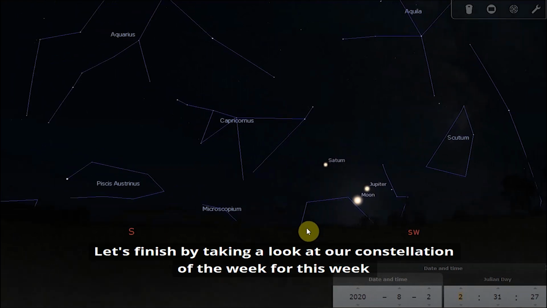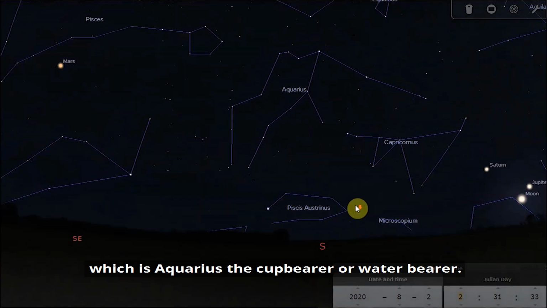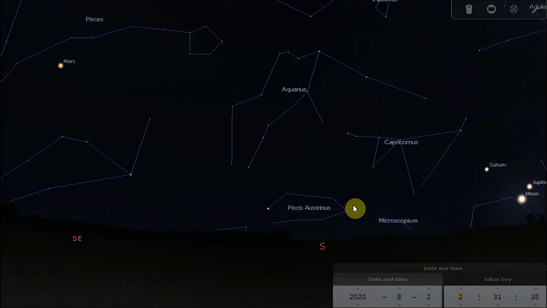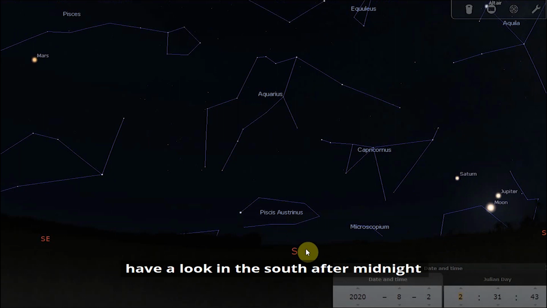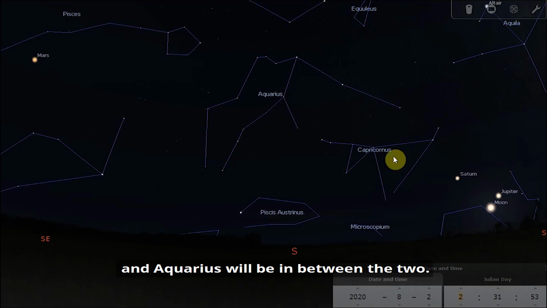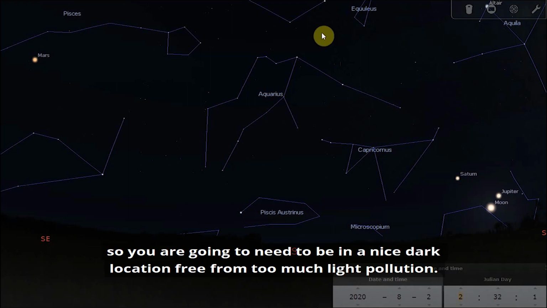Let's finish by taking a look at our constellation of the week for this week, which is Aquarius, the cup bearer or water bearer. And the best way to spot it is to have a look in the south after midnight and find the bright orangey glow of Mars and the bright planet Saturn as well, and Aquarius will be in between the two. To spot Aquarius, it doesn't have any particularly bright stars, so you are going to need to be in a nice dark location free from too much light pollution.